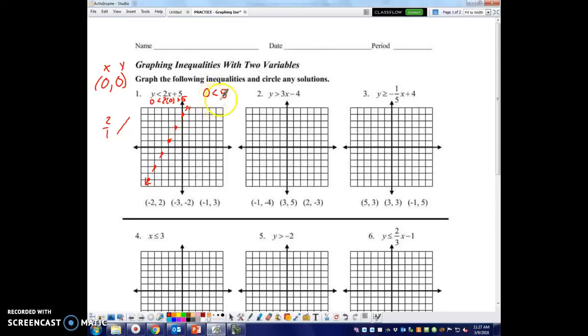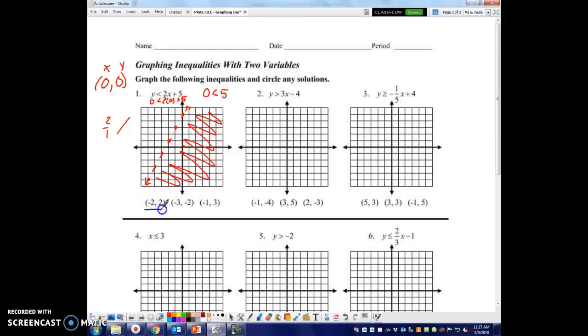Now, which one does it say is bigger? It says the 5 is bigger. Is that true? Yes, the 5 is bigger. So we shade this side. We do count the point 0, 0. It can be a solution. So now what we're going to do is test the points.